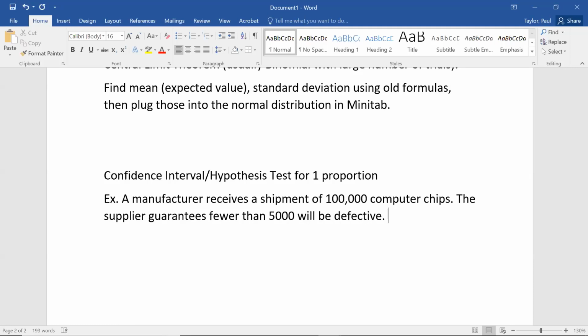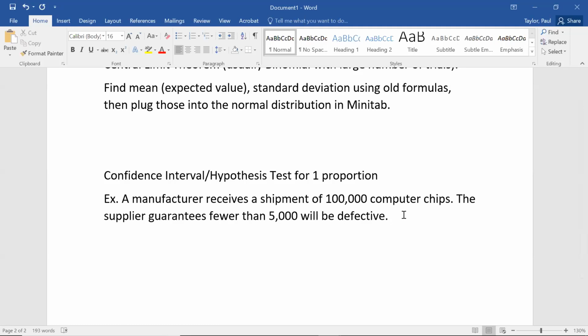Okay, so 5,000 out of 100,000, that's quite a bit, but I pulled this question out of the textbook, and those were the numbers they had. What I mean by guarantees is if there's more defective than that, then the supplier might issue a refund or send more or something like that. So that's what I mean by guarantee. So we want an idea of whether or not this is true.